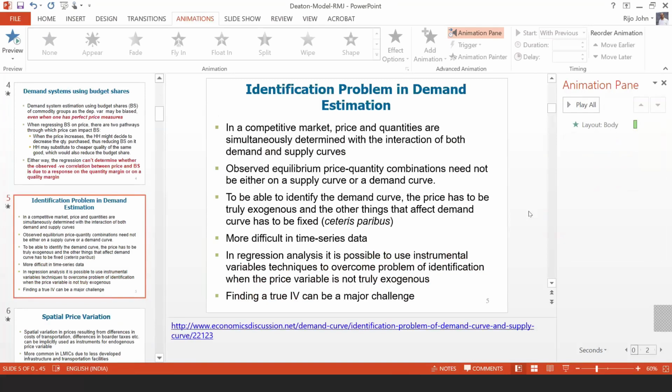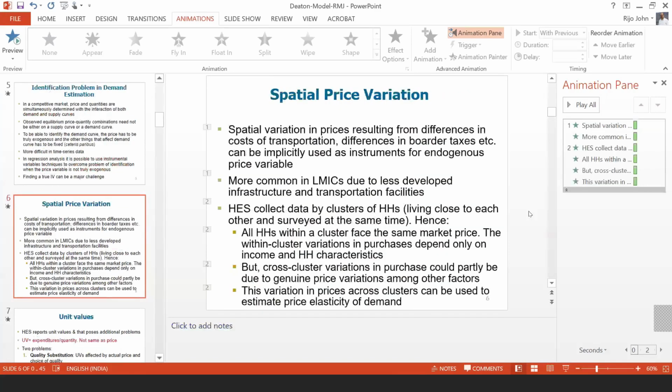To be able to actually identify the demand curve, it is important that the prices have to be truly exogenous, and the other things that affect the demand curve have to be fixed, and that is the ceteris paribus assumption that we use. And it's typically more difficult in time series data, but in regression analysis, actually it is possible to use instrumental variable techniques to overcome problems of identification when the price variable is not truly exogenous. However, finding a true instrumental variable can be a major challenge. That said, let us now examine the nature of these household surveys.